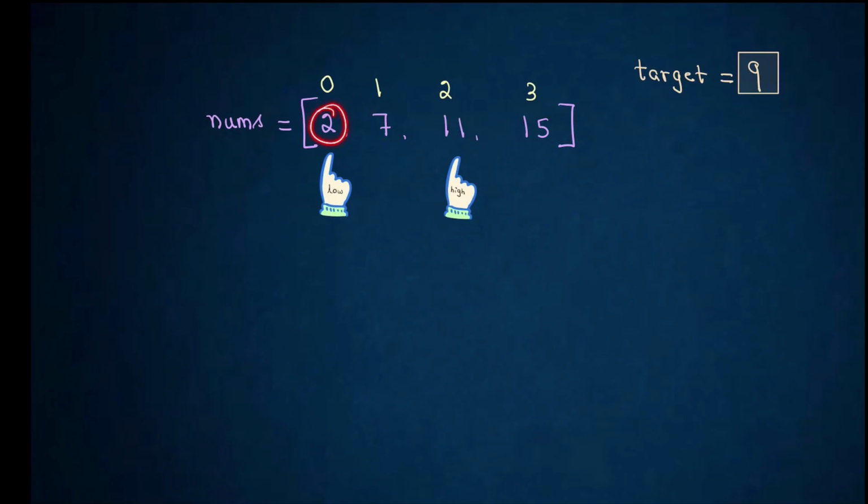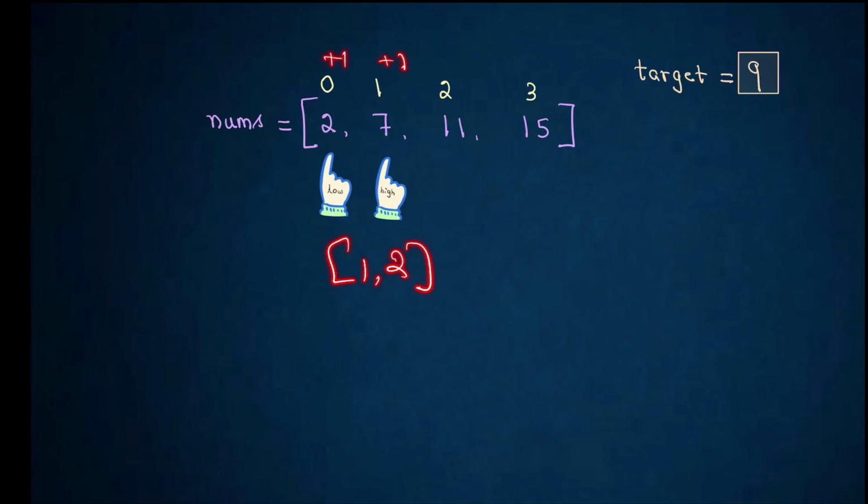Now we check 2 plus 7. Does it add up to 9? No, because that's still greater than 9. So what do we do? We decrease this further. 2 plus 7. Is it 9? Yes. And as they say, we exactly have one answer. So this is our answer, and we need to return this. And how do we do that? We shouldn't return 0 and 1, but we need to add 1 to both and we return 1, 2, so that this is a 1-based index array.